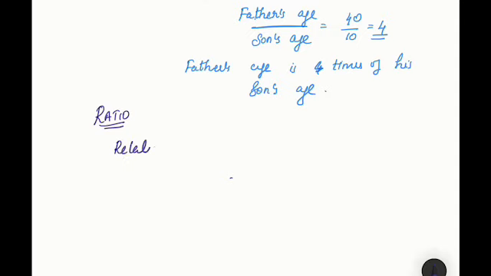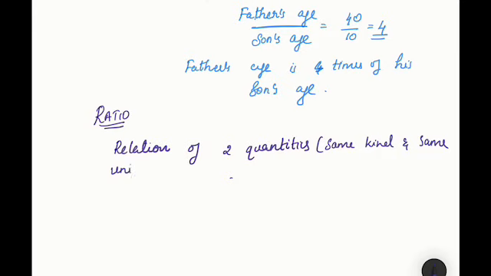Relation of two quantities. Just remember what is the condition for that? Same kind and same unit. Both of same kind and same unit. Do not forget about that. Unit, and it should be of same kind. So I'll explain you about it.